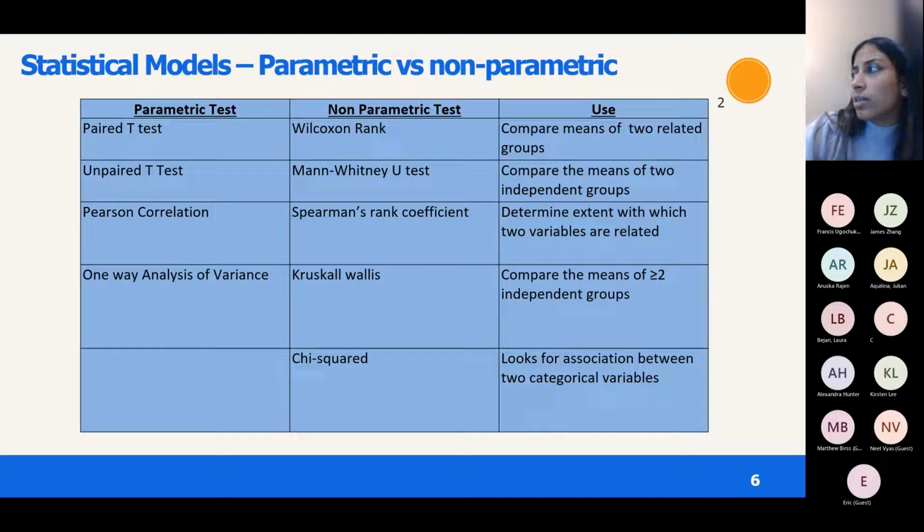This is summarizing what I've just said. So you can see that if the data is normally distributed, you've got all these tests on the left that you can do. The middle tests are the ones if it's not normally distributed. And sometimes that is the case. And then the right column is going to be for when you would use that type of analysis.